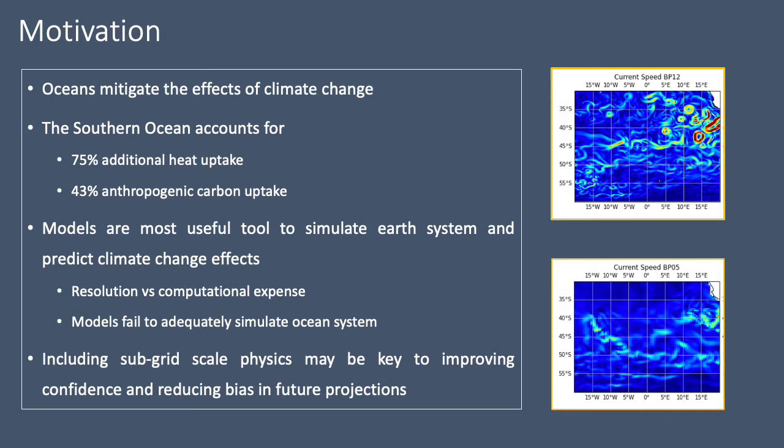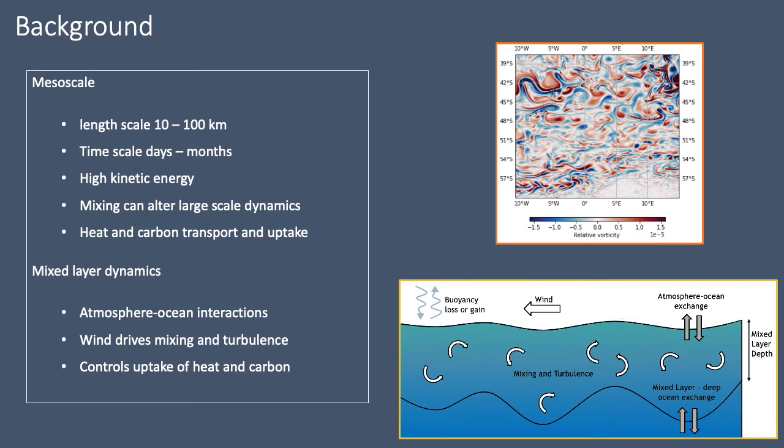So our hypothesis is that by including that subgrid scale physics, it might be the key to improving confidence and reducing bias in future predictions. In this study, we're focusing on mesoscale dynamics, which are deviations from the main large-scale flow. These flows occur around length scales of about 10 to 100 kilometers and evolve over days to months.